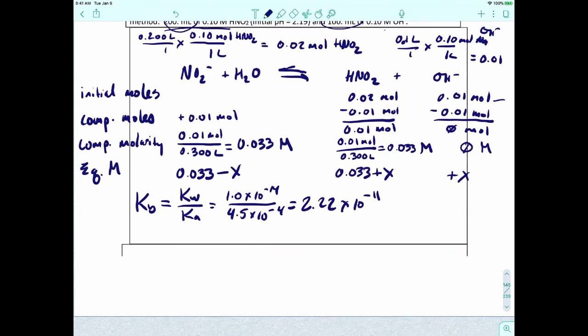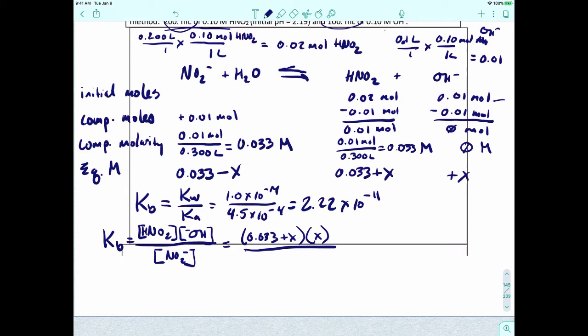Okay, so now we can set up a Kb expression. Kb is going to be equal to the concentration of HNO2 times the concentration of OH minus, divided by the concentration of NO2 minus. If we pop in our values, the concentration of HNO2 is going to be 0.033 plus X, times the concentration of OH minus, which is X, divided by the concentration of NO2 minus, which is 0.033 minus X. And this is all equal to 2.22 times 10 to the minus 11th.